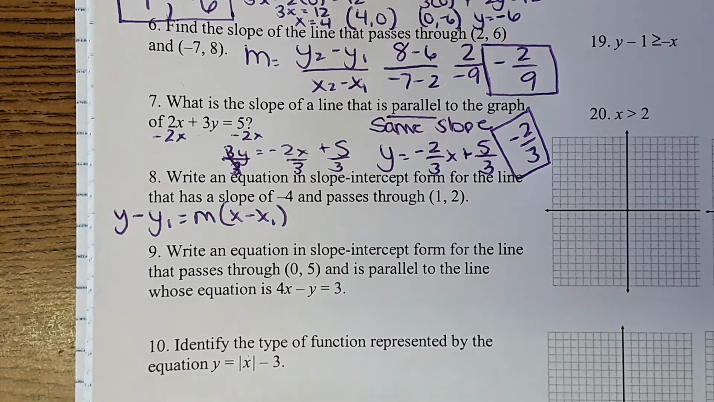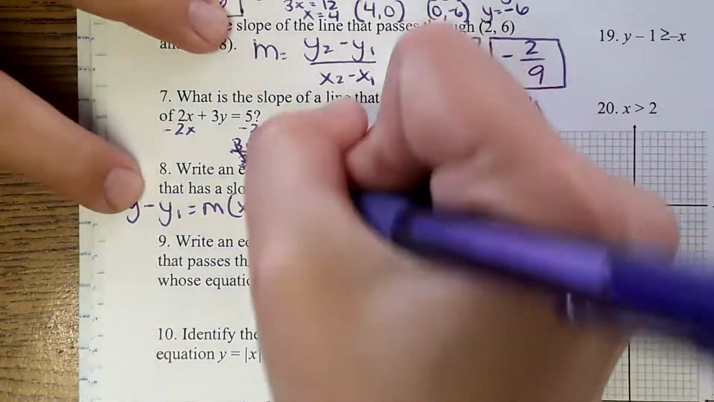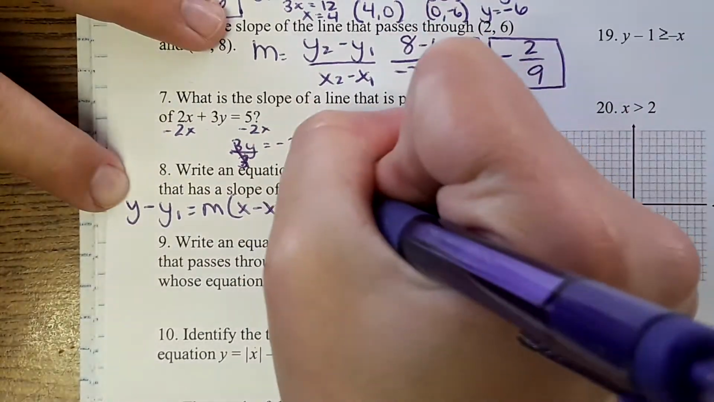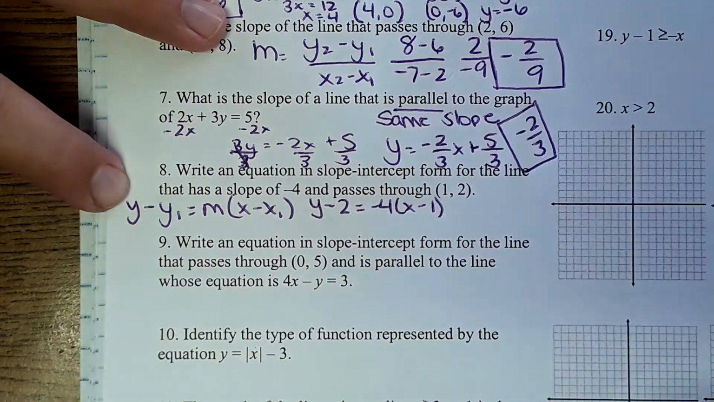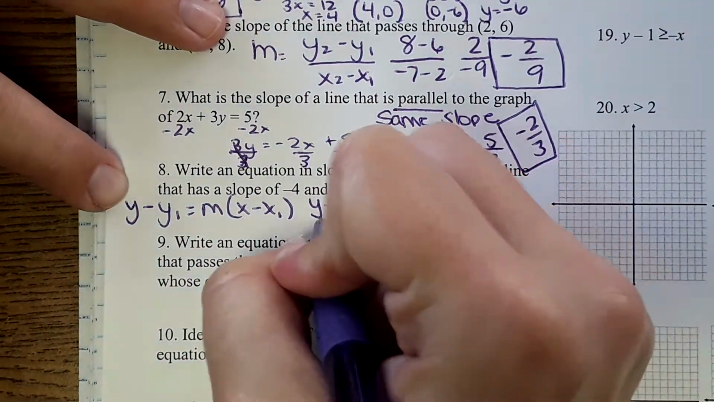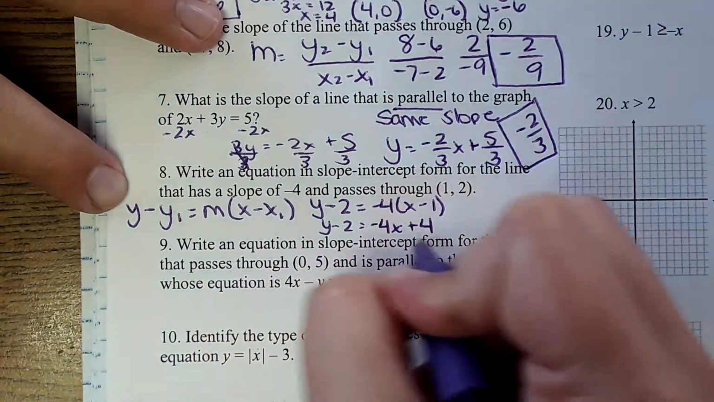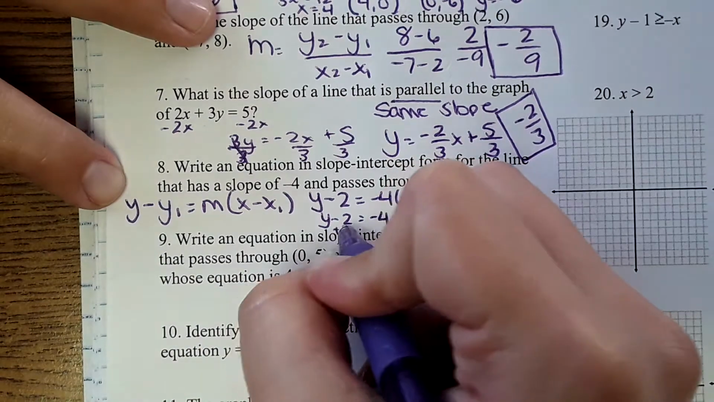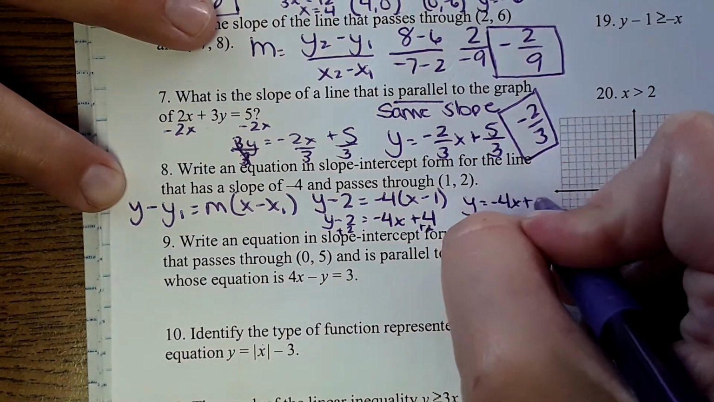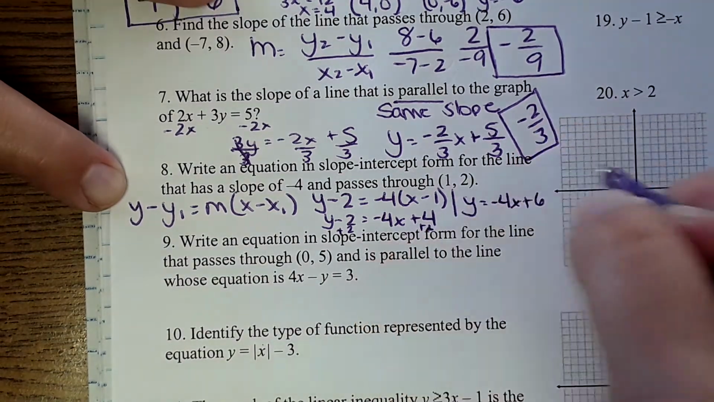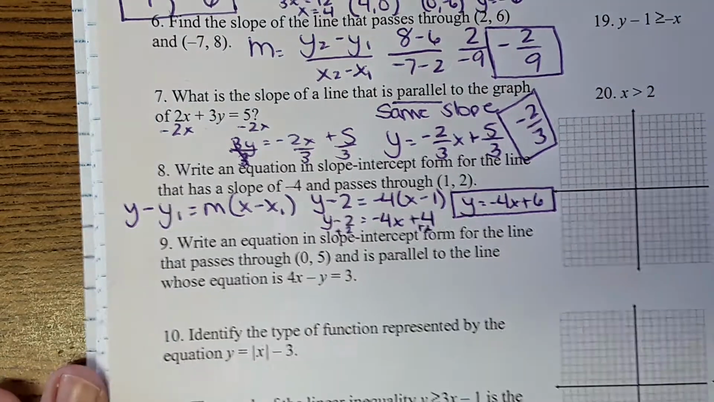Then from here, our slope is -4. Our point is (1, 2), so I'm just plugging this into the equation. y minus 2 equals -4 times (x minus 1). And then last step, add 2 to both sides. y equals -4x plus 6. And we're done.